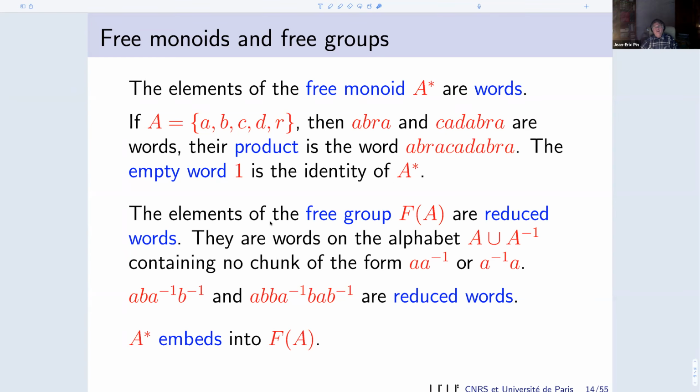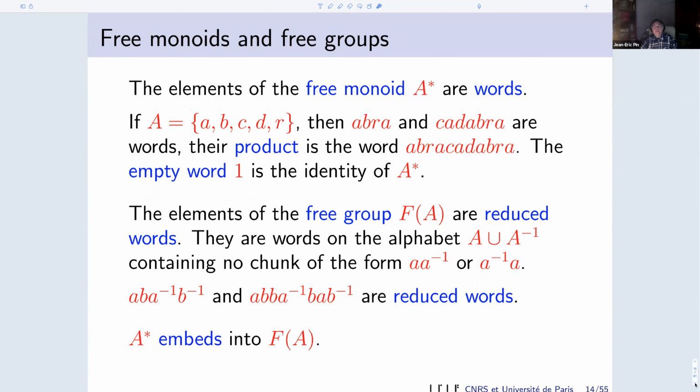For the free group, I use reduced words to represent the elements. So these are words on the alphabet A union A inverse. And all you want is to avoid having a factor of the form A A minus 1 or A minus 1 A. So reduced words include this one, A, B, A minus 1, B minus 1. And an important fact is that A star embeds into the free group. So the free monoid embeds into the free group. That's useful because when I consider a function from A star to, say, B star, I can consider it as a function from A star into the free group.